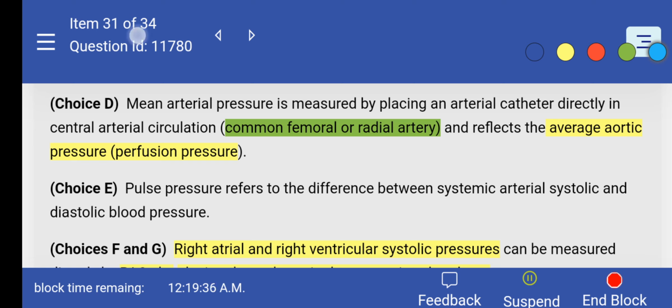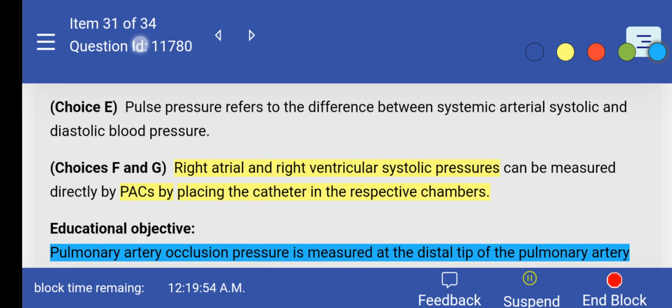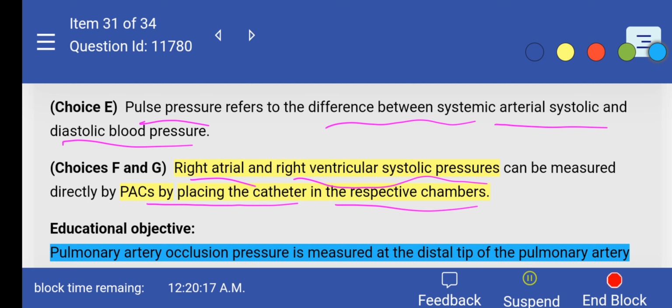Why not option D? Mean arterial pressure is measured by placing an arterial catheter directly in the central arterial circulation, the common femoral or radial artery, and reflects the average aortic perfusion pressure. Why not option E? The pulse pressure refers to the difference between systemic arterial systolic and diastolic BP. Why not options F and G? Right atrial and right ventricular systolic pressure can be measured directly by pulmonary arterial catheters by placing the catheter in their respective chambers.